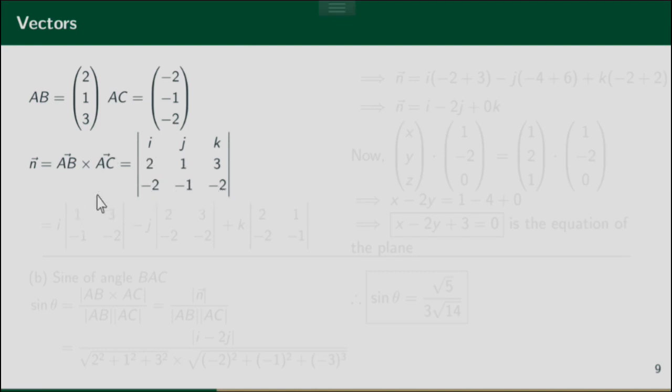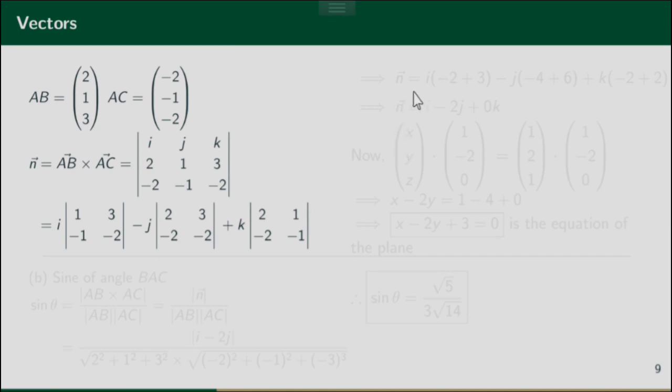Then the first term will be the minor of i. So I take i and cross out its column and row, and the resulting matrix is what I'll be finding the determinant of, which is 1, 3, negative 1, negative 2. Then the second term is always minus j, so I have minus j multiplied by its minor. I cross out the column and the row, and I have 2, 3, negative 2, negative 2. Plus k multiplied by its minor, which is 2, 1, negative 2, negative 1. So at this point, I find the determinant of each 2 by 2 matrix.